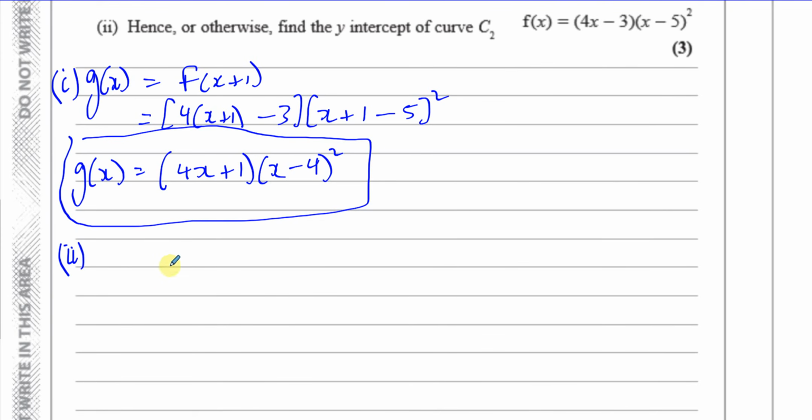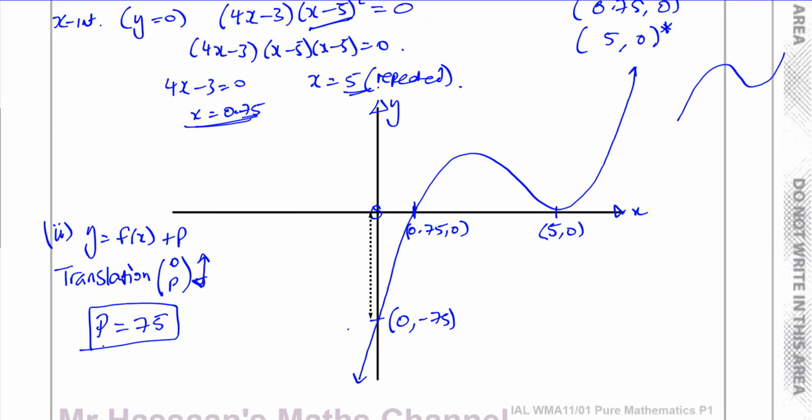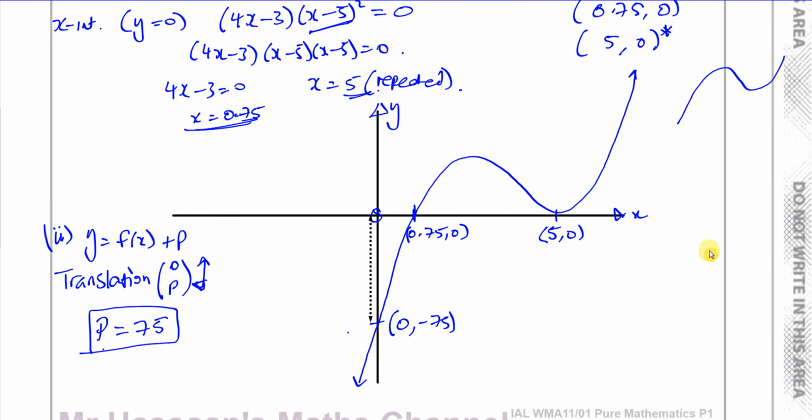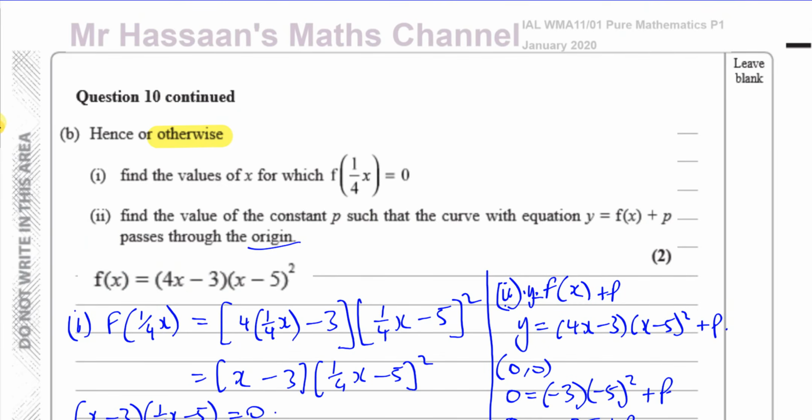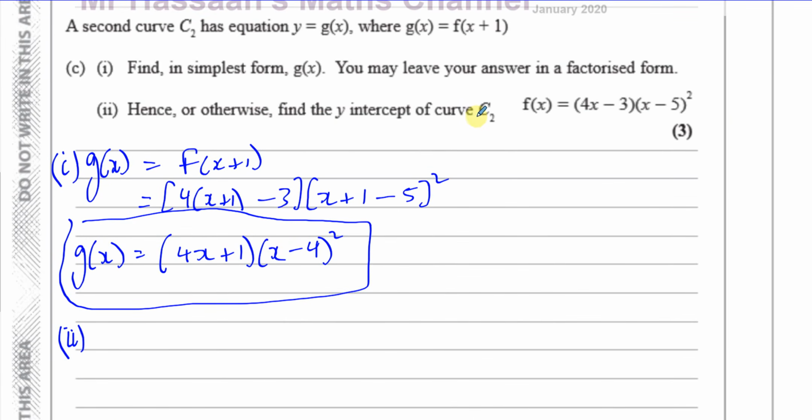So now we could also use the curve on the other side of the page. I'll show you how to do that first. So it says hence or otherwise. Okay, so f of x plus 1 is where you shift everything 1 unit to the left. Now that's going to be difficult here actually. I don't think the hence means that in this case. No, because that will be a bit difficult to work out the y-intercept from that. But hence or otherwise find the y-intercept of curve C.